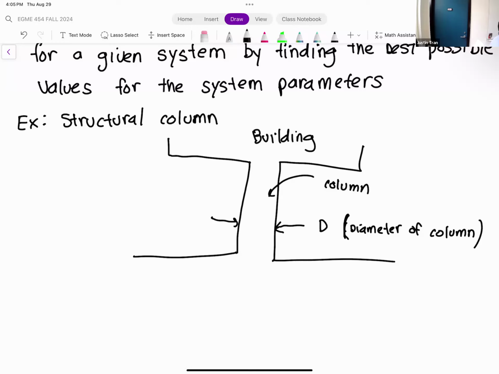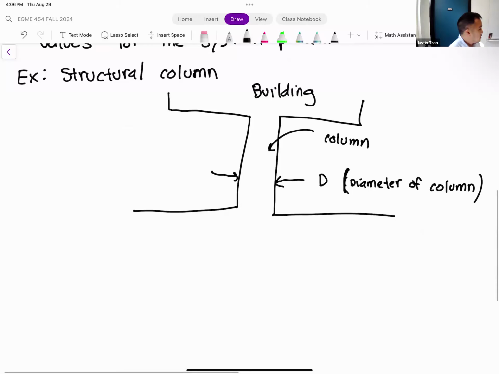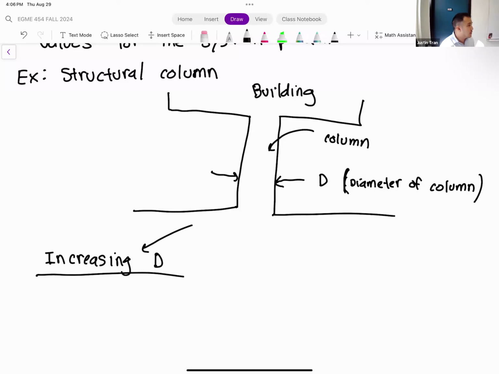So in our design process, we've already determined that there's going to be a column here at this location in the building. All we need to do now is just determine the best value for D. Okay? So let's assume that we're starting with kind of a default value for D, like a base value, and let's consider the possibility of increasing the diameter and decreasing the diameter. Okay, so what kind of effect on our design do we expect to happen if we were to increase the diameter of this column?